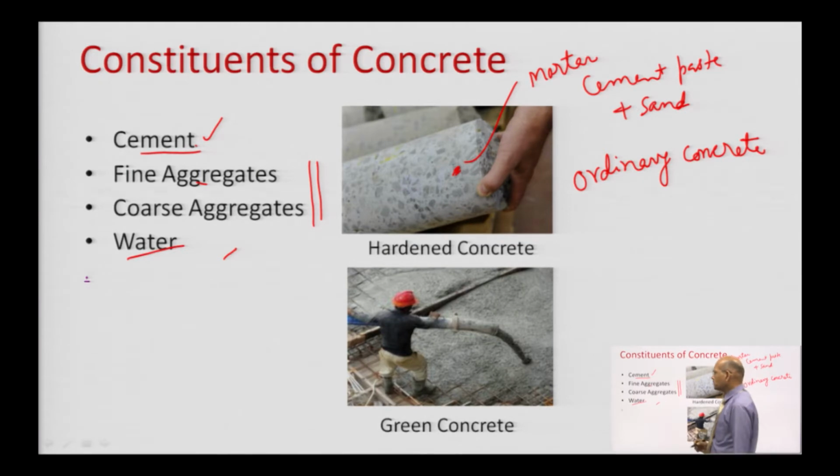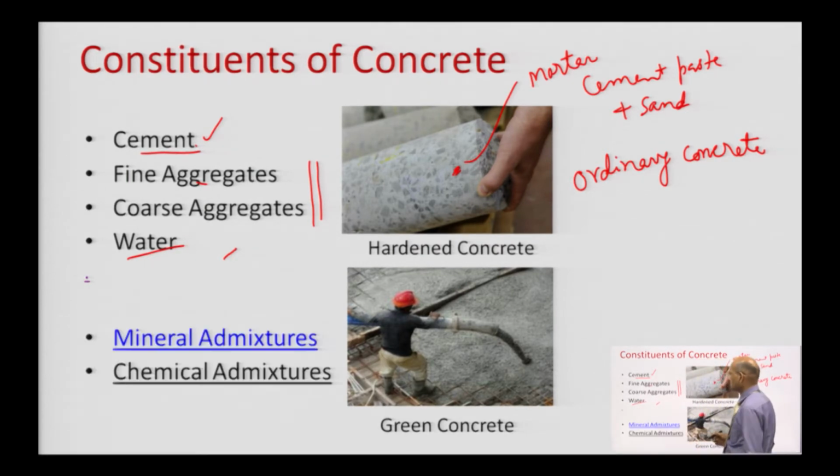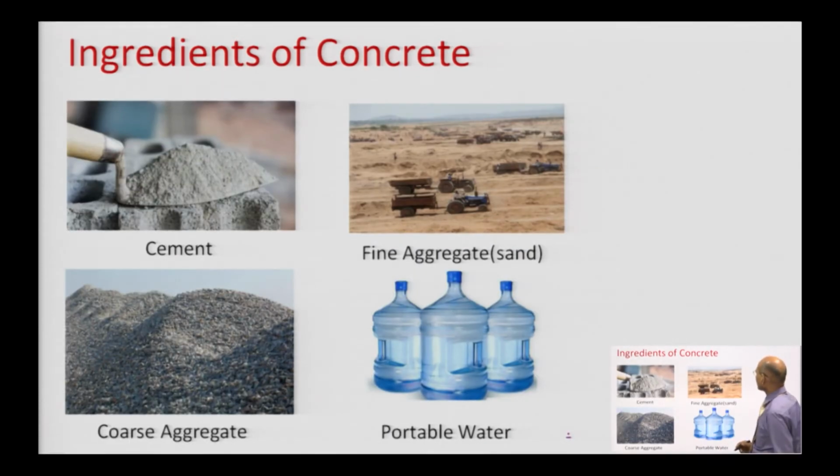But suppose I want to make some very good quality of concrete, high strength concrete, high performance concrete, self compacting concrete, then apart from cement, fine aggregate, coarse aggregate and water, we have to add some other material also. That is called admixture. We have two types of admixture, one is mineral admixture and another is chemical admixture. I will first show you the basic ingredients for producing the concrete.